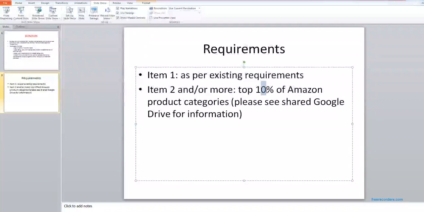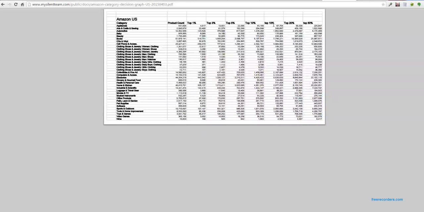Actually, sorry, I think that was meant to be 15%. It's top 15%. So yeah.